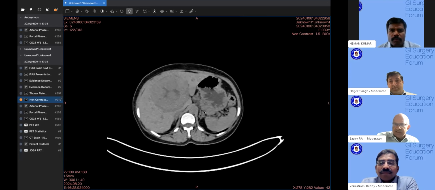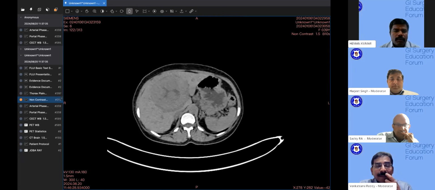When do you see a central scar? In focal nodular hyperplasia. Adenomas? No, sir. Okay, go to the vascular phase. Next phase, what do you want to see? I would like to have an arterial phase. Yes, please.